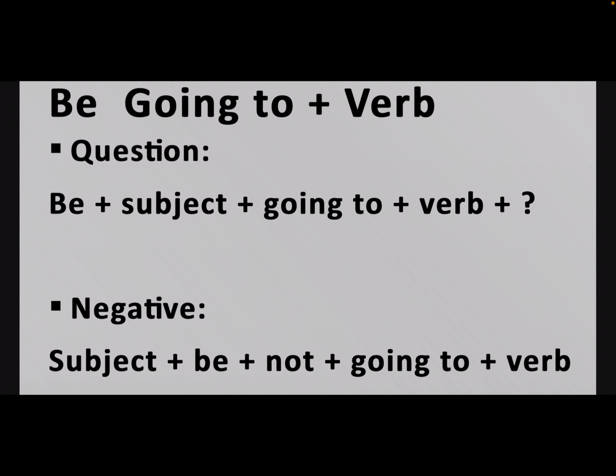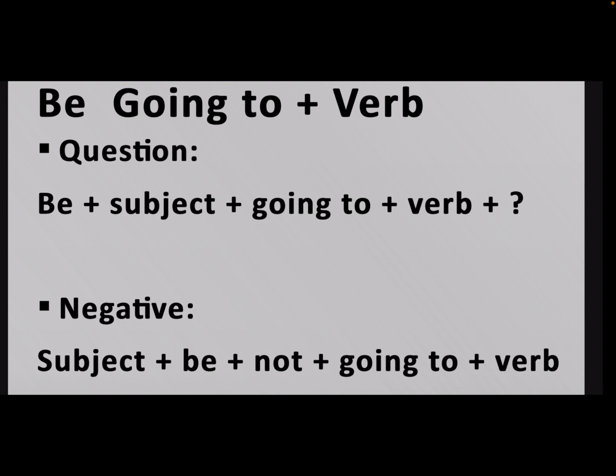Next we have be going to plus verb alone. In a question, how do we form it? Be plus subject plus going to plus verb plus the rest of your sentence and question mark. In the negative, we have subject plus be plus not plus going to plus your verb, and the rest of your sentence.